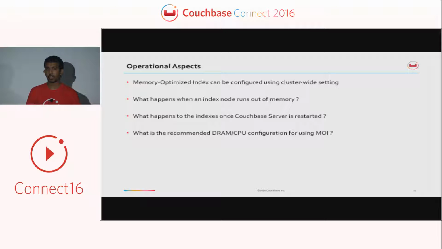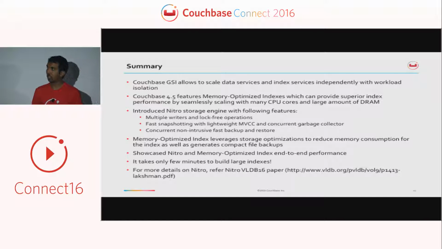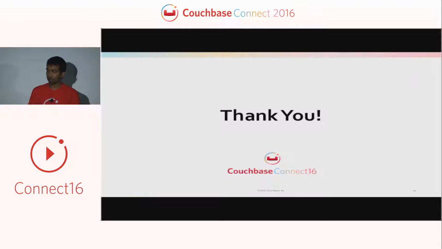Then what is the recommended DRAM or CPU configuration for using MOI? If you have a very write intensive workload, you can provide a machine with a large number of cores. It can almost scale linearly for your write performance. And we have a pretty large number of clusters in production running with large amounts of RAM as well. So yeah, that's it about global secondary indexes with memory optimized mode.